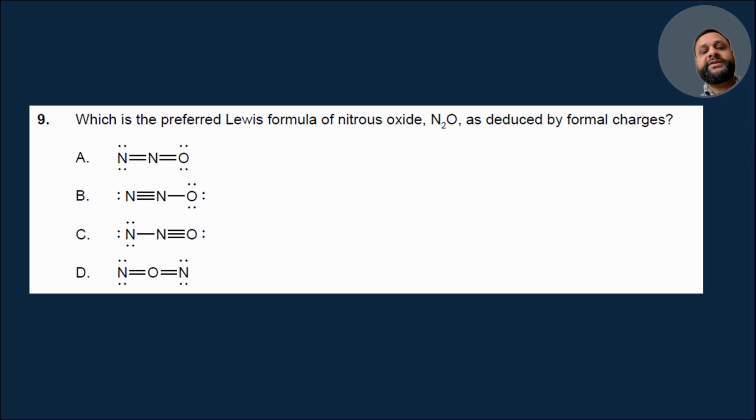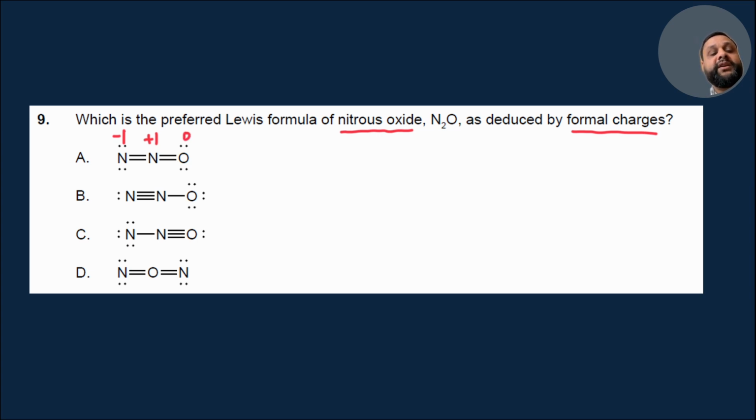Which is the preferred Lewis structure of nitrous oxide N2O as deduced by the formal charges? So let's assign the formal charges. So in option A, nitrogen on the left has 2, 4, 5, and 6 electrons, hence it has a formal charge of -1, because it has 1 extra electron. And the nitrogen in the middle has 1, 2, 3, and 4, so hence this has a formal charge of +1, and oxygen has 2, 4, 5, and 6 electrons, so formal charge of 0.